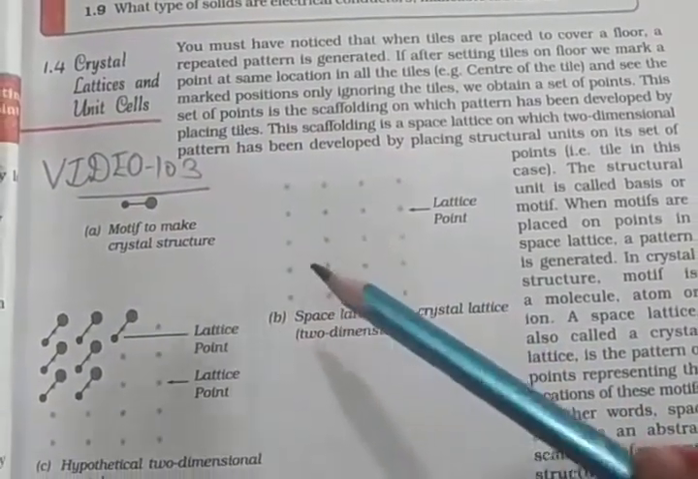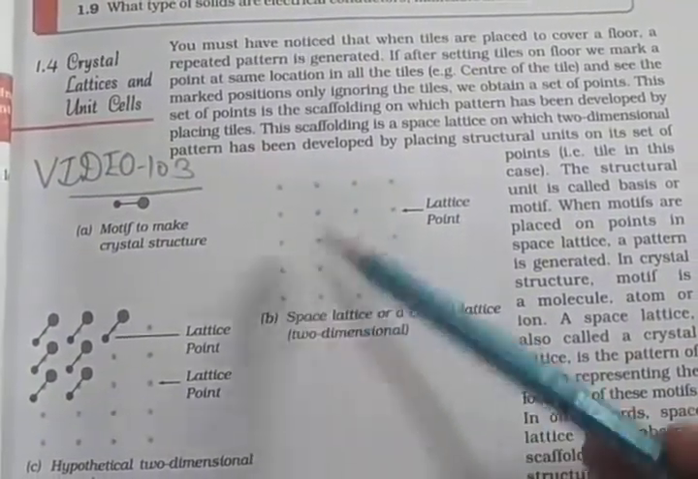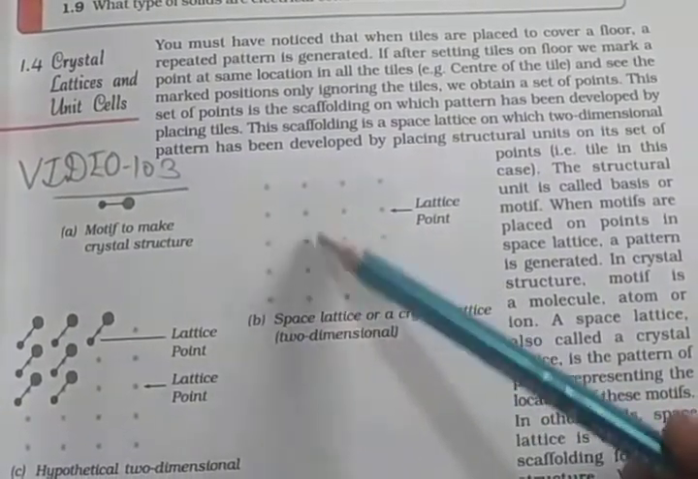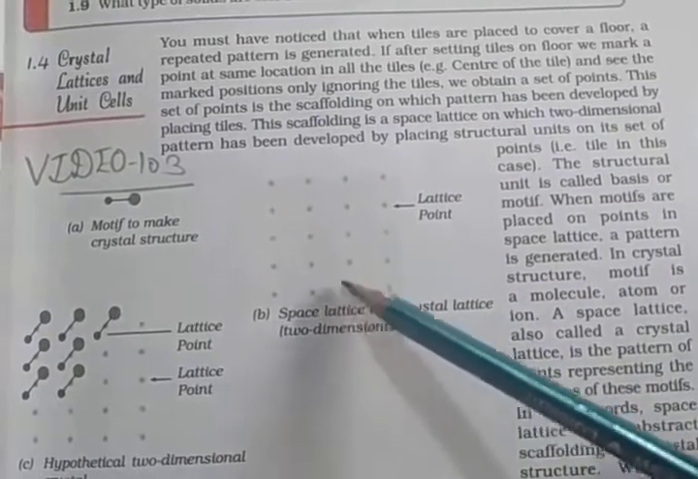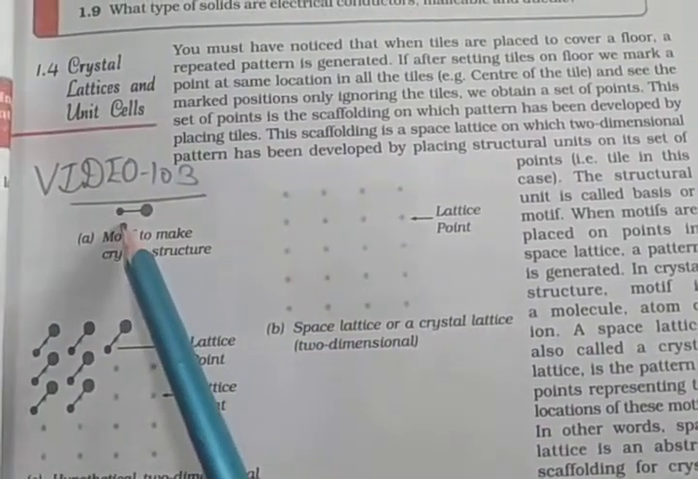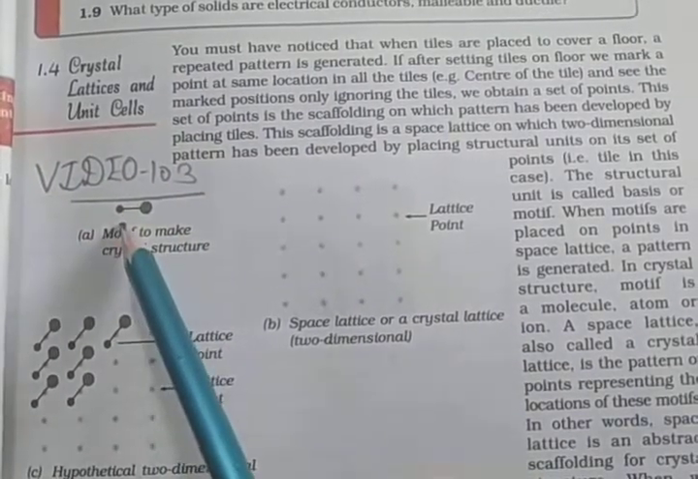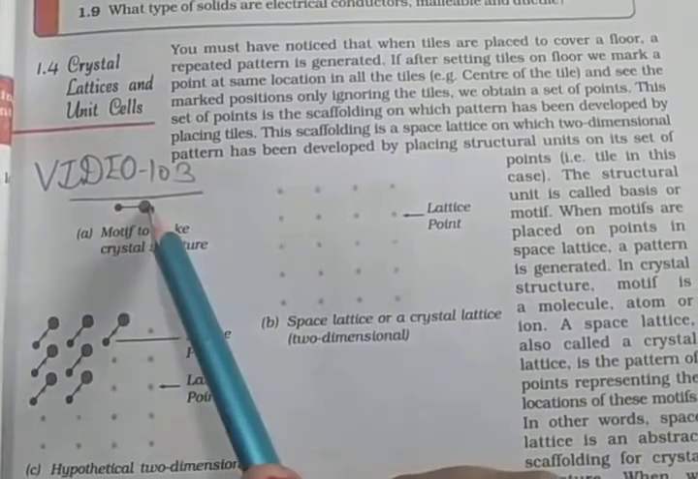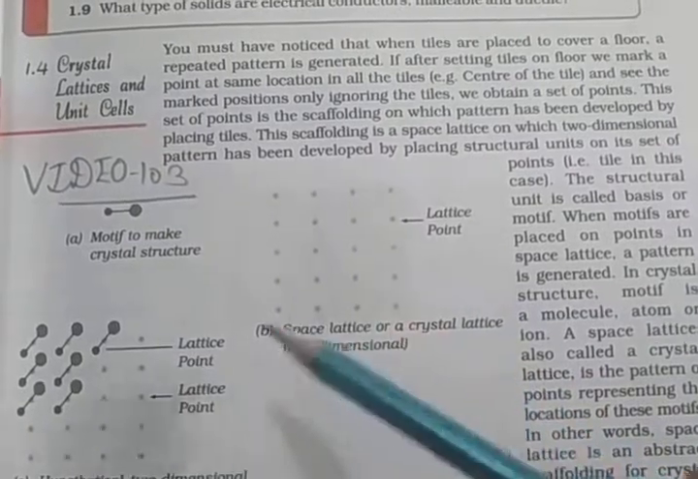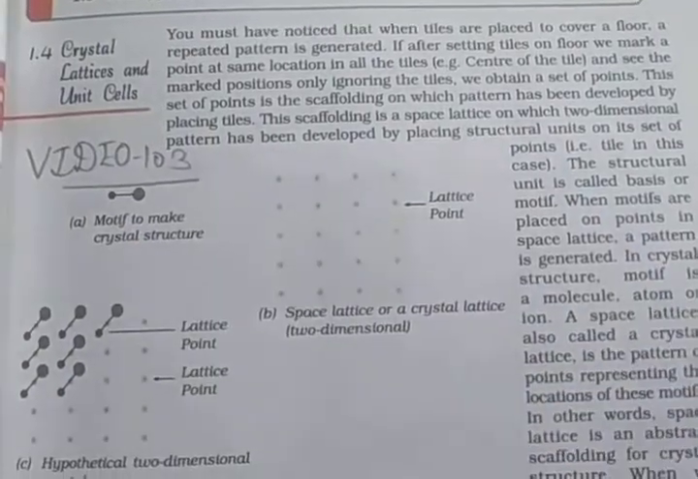on which the pattern has been developed by placing tiles, and this scaffolding is a space lattice. The two-dimensional pattern has been developed by placing structural units on the points. So this scaffolding is a space lattice, and the two-dimensional pattern has been developed by placing structural units. The structural unit is called the basis, otherwise we say motif.